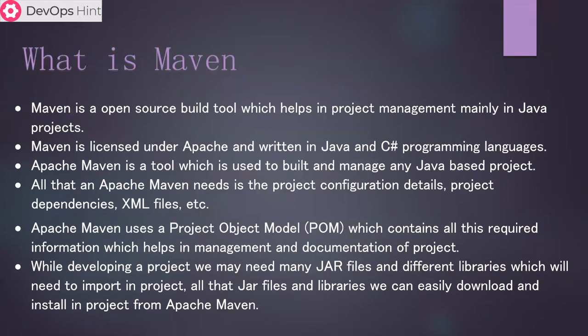So what is Maven? Maven is an open source build tool which helps in project management, mainly in Java projects. Maven is licensed under Apache, written in Java and C programming language. Apache Maven is a tool which is used to build and manage any Java-based project.